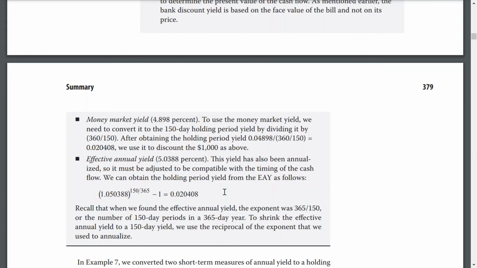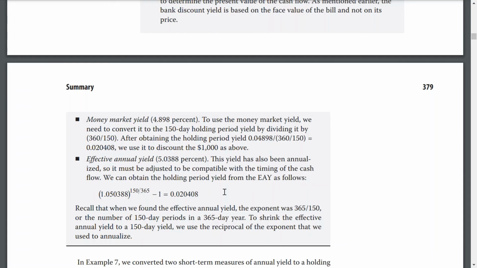Effective annual yield is 5.0388%. This yield has also been annualized, so it must be adjusted to be compatible with the timing of the cash flow. We can obtain the holding period yield from the EAY as follows: 1.050388 to the power of 150 divided by 365, subtracted by 1, gives us 0.020408.